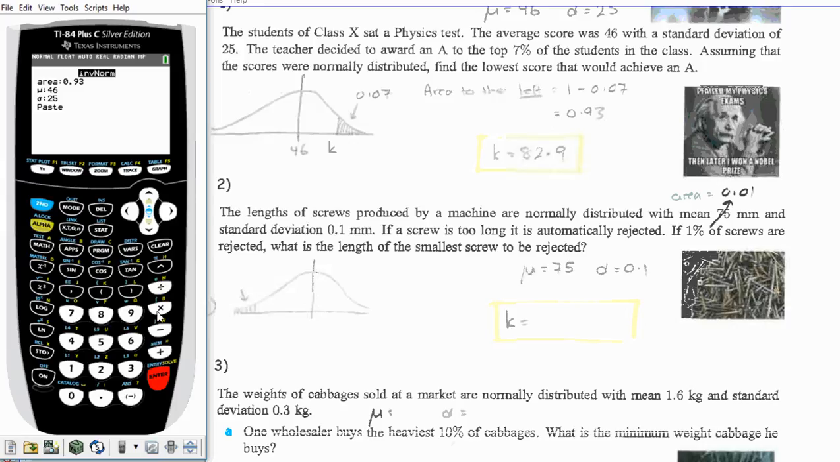So we've got to enter in, all right, the area is 0.01, enter. The mean is 75. Standard deviation is 0.1 according to this question. So they're saying that the smallest screw to be rejected is 74.76. And so on. So write that out to as many digits as possible, and then round to 3 sig figs. And put units in there too.